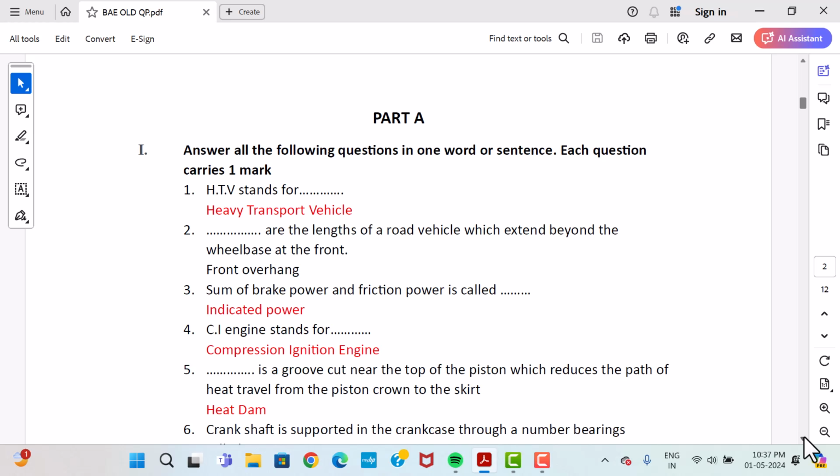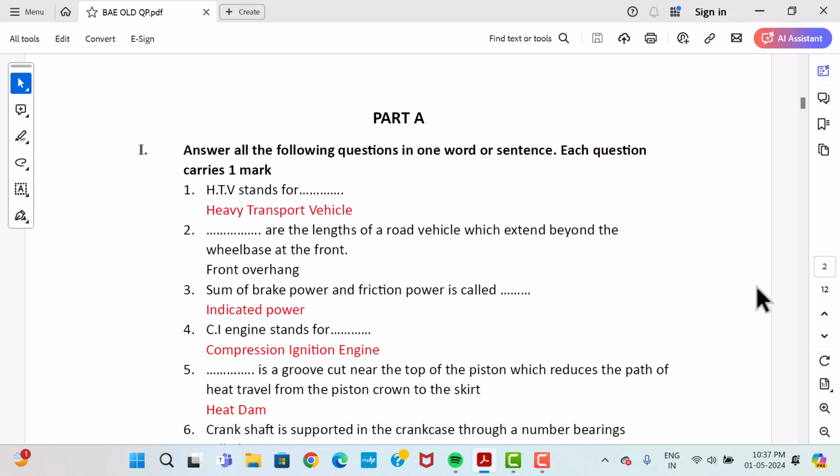First question. HTV stands for Heavy Transport Vehicle. LTV means Light Transport Vehicle. Second question, dash is the length of the road vehicle which extends beyond the wheelbase at the front. That is front overhang. The answer is front overhang.